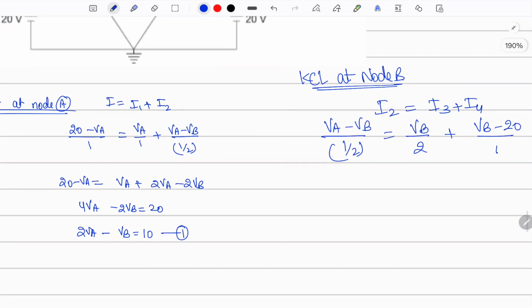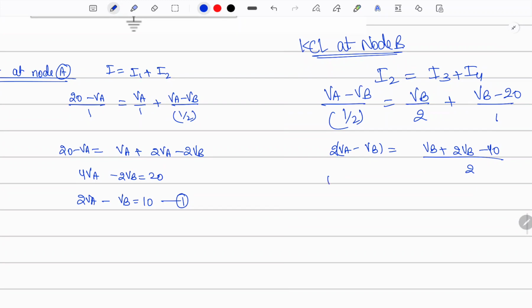Okay, we can take the LCM. Cross multiply it: 4VA minus 4VB is equal to VB plus 2VB minus 40. Now we move VB terms to one side and 40 to the other side. So we can write 40 is equal to minus 4VA plus 7VB.